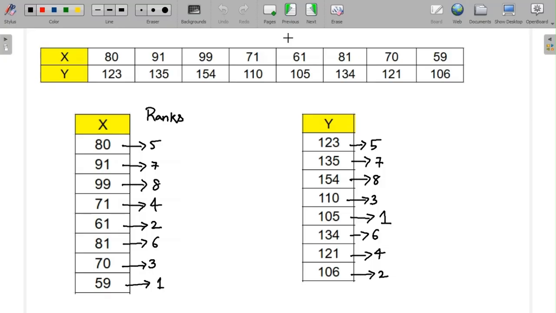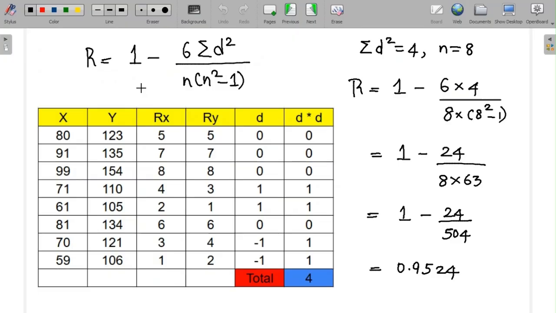We assign similar ranks for the set of observations under y. 105 is at rank 1. 106 is at 2. 110 is at 3. 121 is at 4. 123 is at 5. 134 is at 6. 135 is at 7. And 154 is at 8. Now that the ranks are assigned, we go to the table.